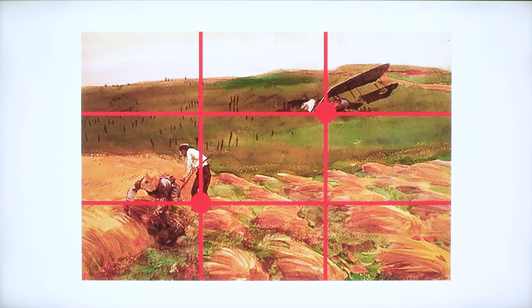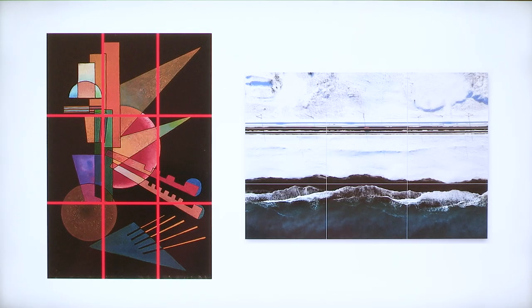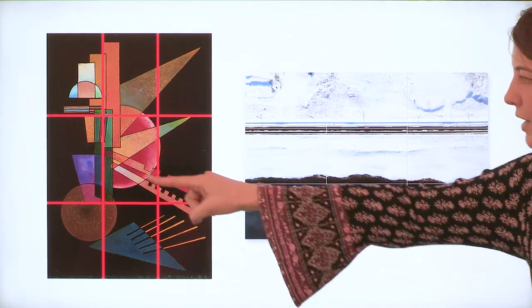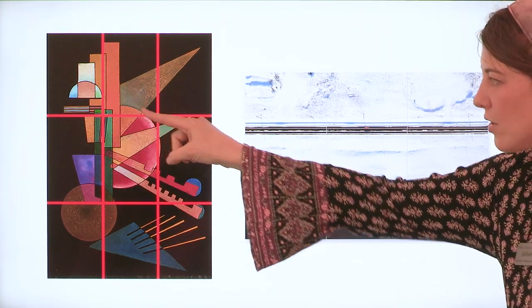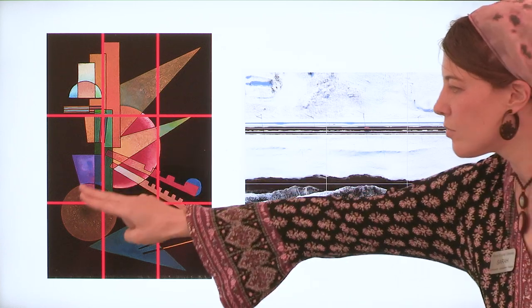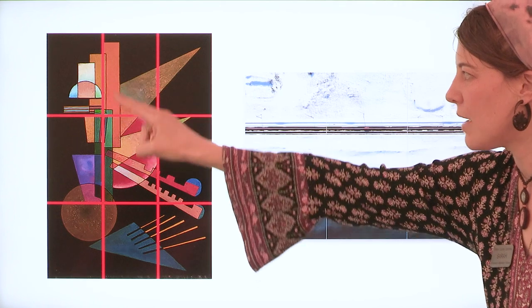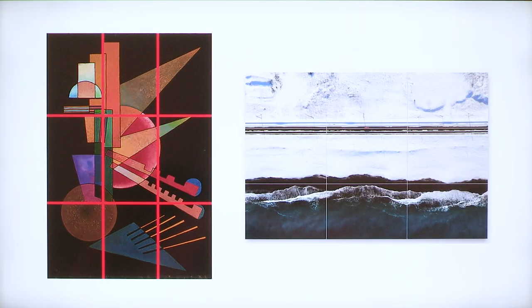Two main focal points, two main things of interest, are placed on thirds. Another Kandinsky on the left there. And again, all of the main structures are kind of on thirds. This one kind of ends on a third there and there. This one's placed haphazardly off of a third. You can make the argument that that line's on a third.